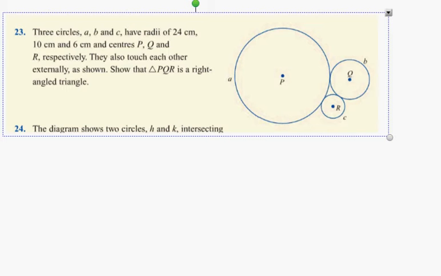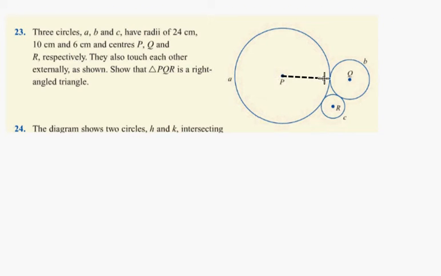SOHCAHTOA, that's one set of rules. Another rule? Pythagoras' theorem only works for right angled triangles, no other type of triangle. So you look at this here, and what I might do is draw a line from this one to this one, this one to this one, this one to this one. Which one looks like the right angle? QR, P or PR, Q? That looks like the right angle.